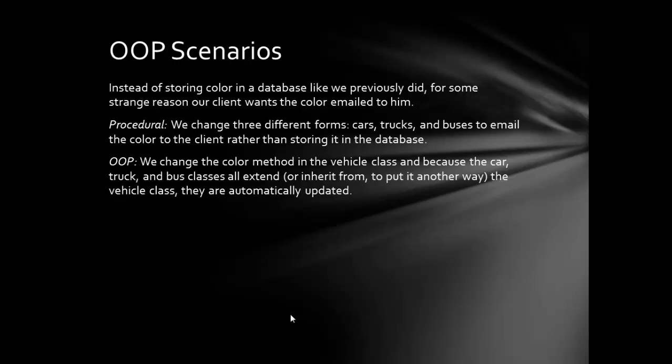Now, there's also times where the logic may change. So let's say that you previously stored color in your database and now your client wants it emailed to them, or vice versa. Well, in a procedural world, you'd have to change that in your cars, all your trucks, all your buses. In OOP, all you have to do is change it in your vehicle class, because your car, truck, and bus classes all extend or inherit from that vehicle class. So you have one spot to change it, and the others will take that change along with them through inheritance.